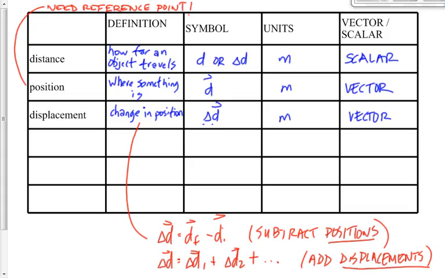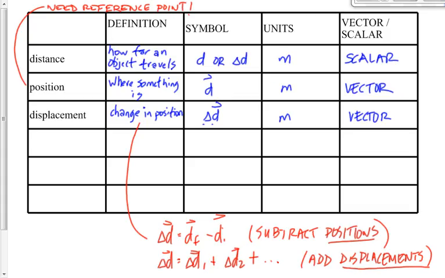My house is 1.7 kilometers southwest of the school. That's a position. That's where my house is, right? Regina is 750 kilometers east of Calgary. That's a position. I drove 500 kilometers from Toronto to Ottawa. That's a displacement. That's my change of position. Ottawa is 500 kilometers east of Toronto. That's a position.